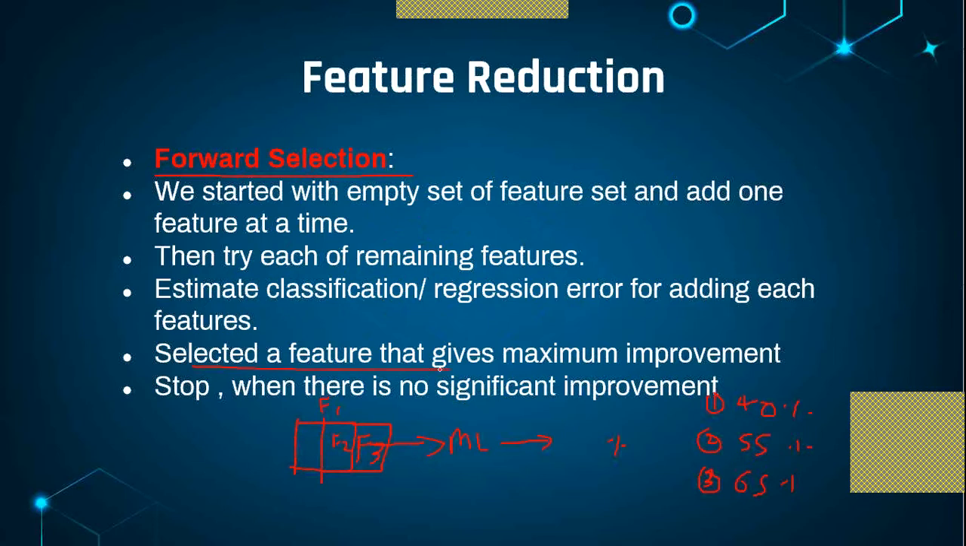Each time you have to check your feature estimate by adding each feature and select the maximum improvement. Now let us consider you add a new feature, F4, and at the fourth stage you are getting 89%. Then you have to stop because you are getting the maximum improvement by adding the feature, so you finalize that. Now I have to use only the 4 features for my machine learning algorithm, because these 4 features are giving me the maximum accuracy, that is 89%. So this is called forward selection.